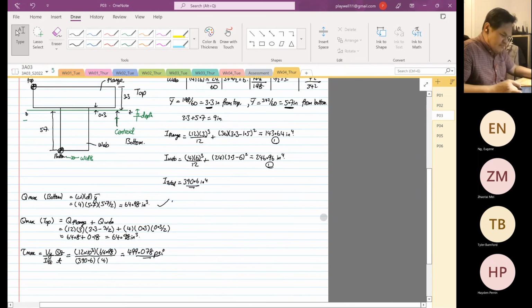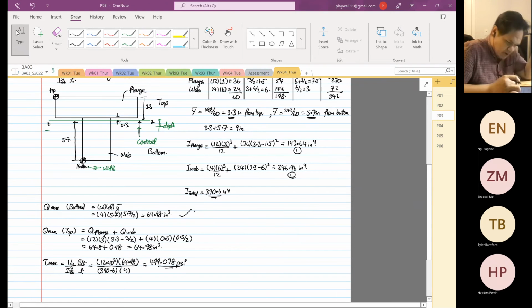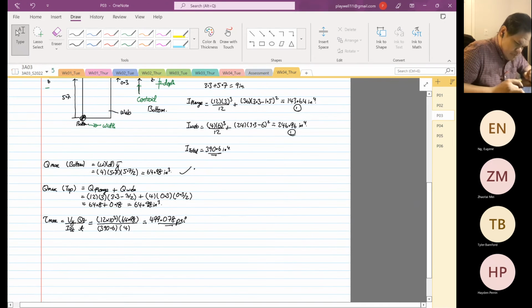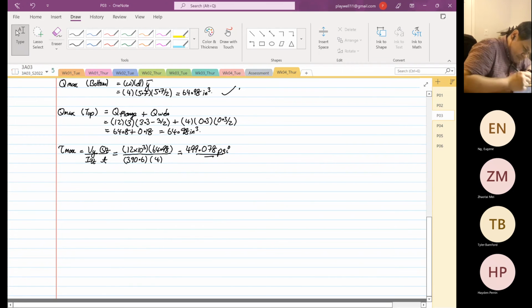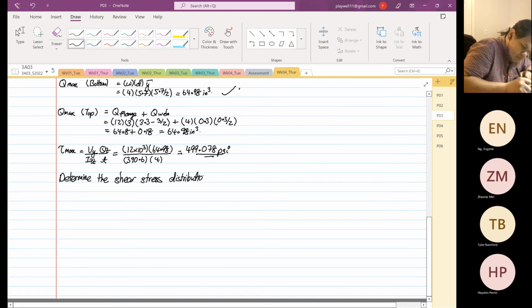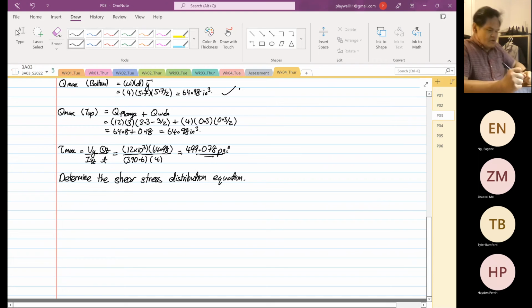Now I want to do something further. What we are going to do is determine the shear stress distribution equation. So we are going to deal with the top first.